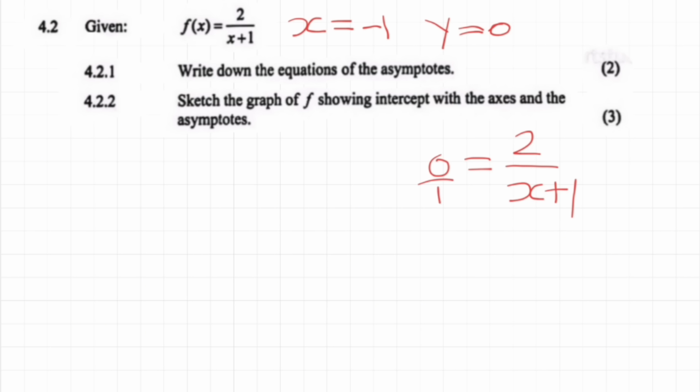Oh, this will give us an error, because this multiplied by this is going to give us 0. So it means that there is no x-intercept in this graph. Okay, let's just look for the y-intercept.